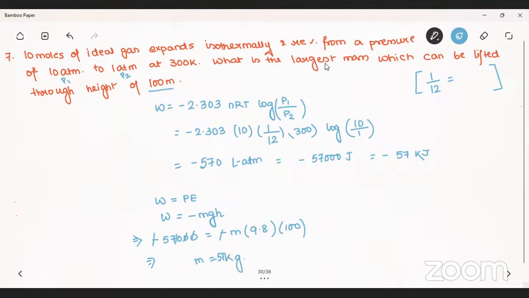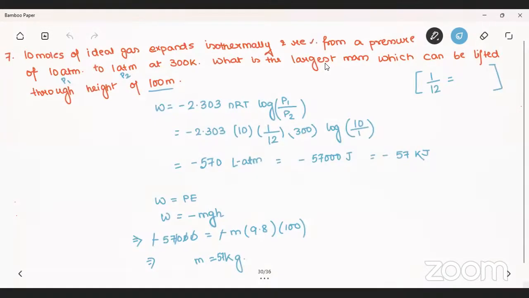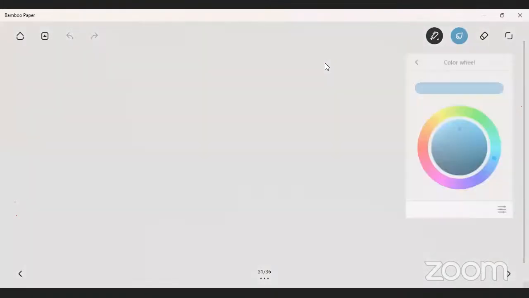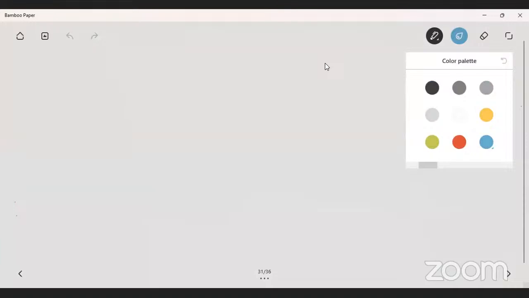Is this part clear? Everyone? Yes, ma'am. Okay, very good. What will be the next sum number? 8, ma'am. This is a very easy sum. This you can do, I guess. Or maybe you can't do.